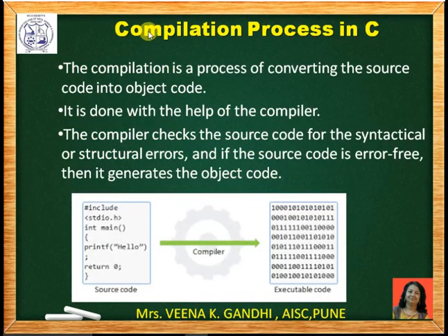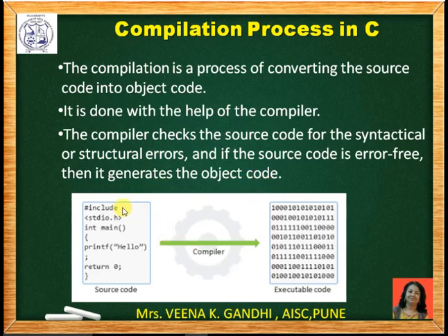Next topic is compilation of a C program. When you type a program in a VI editor or Turbo C editor, that program has to be saved, compiled and then executed to get the output. So compilation is a process of converting the source code into object code. This process is done with the help of a system program called a compiler. The compiler checks your C program for syntax errors. If there are errors, it shows the errors.